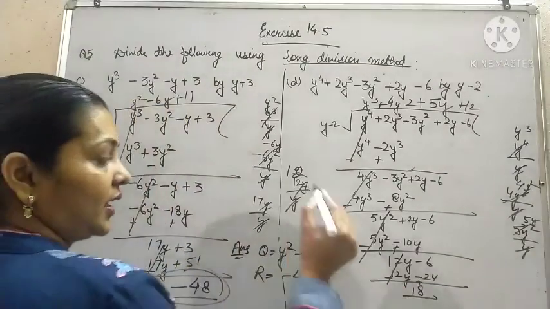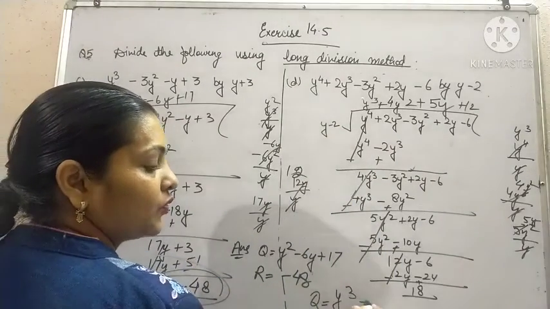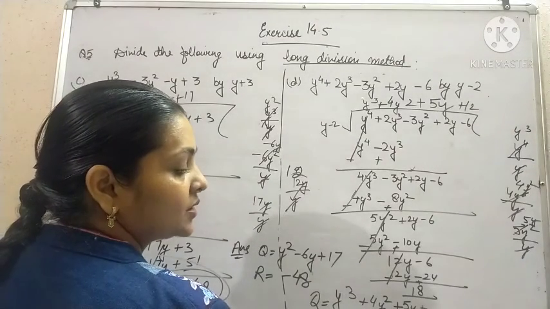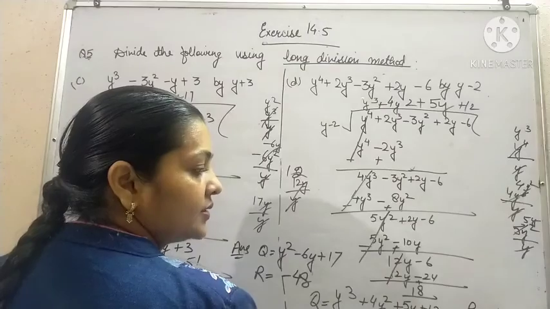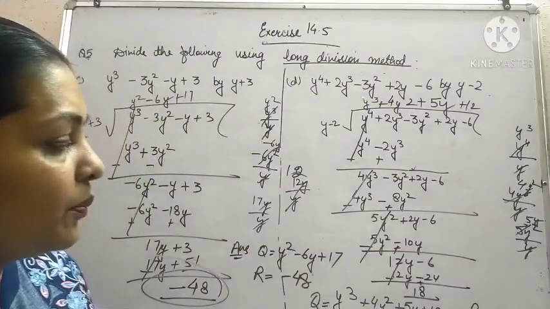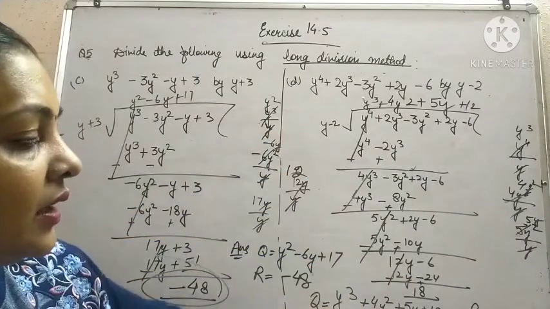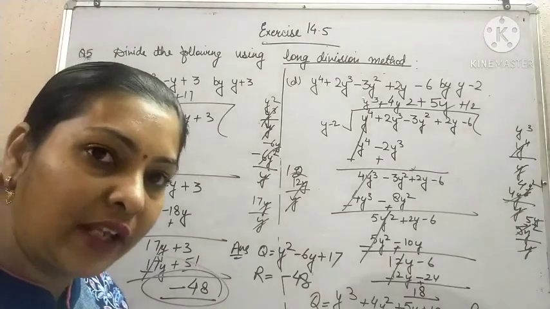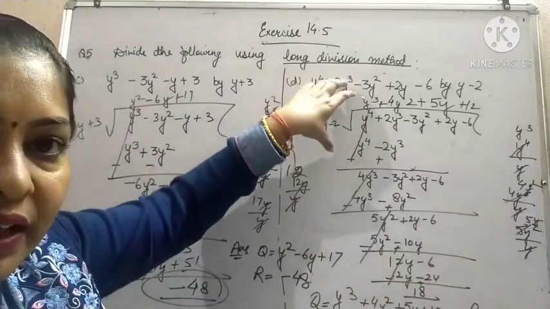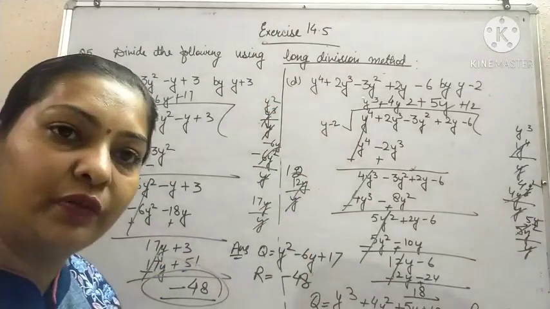So in this case, your quotient is y cube plus 4y square plus 5y plus 12 and the remainder is 18. So in such type of problems, you keep on dividing till you get a term in which there is no variable, or the degree of the remainder is less than the degree of the divisor. So in this way you will solve your problem.